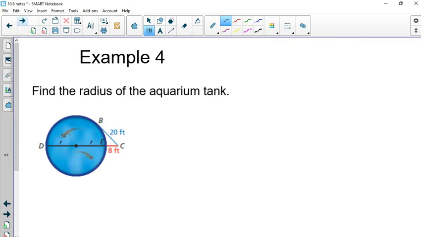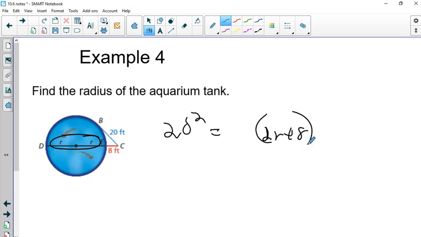Okay, last one. Find the radius of the aquarium tank. Okay, those are like salamanders swimming around in there. Okay, so what we have here is we have a tangent, 20 squared, equal to r plus 8. So that's going to be 2r plus 8 times the outside part.